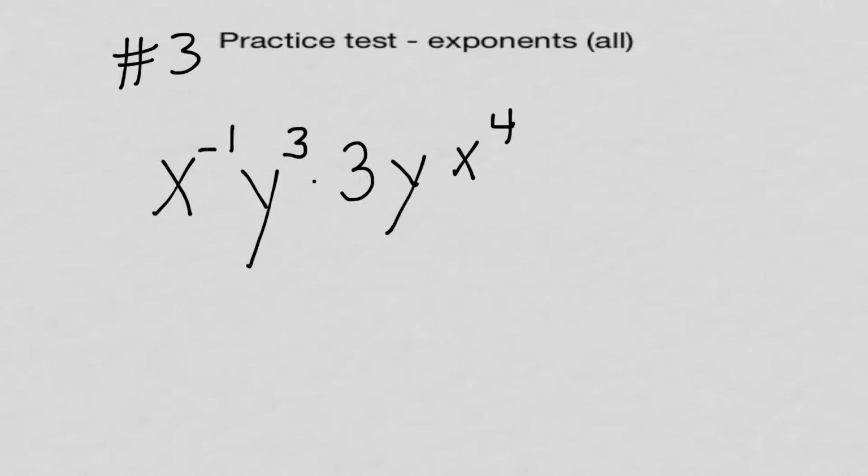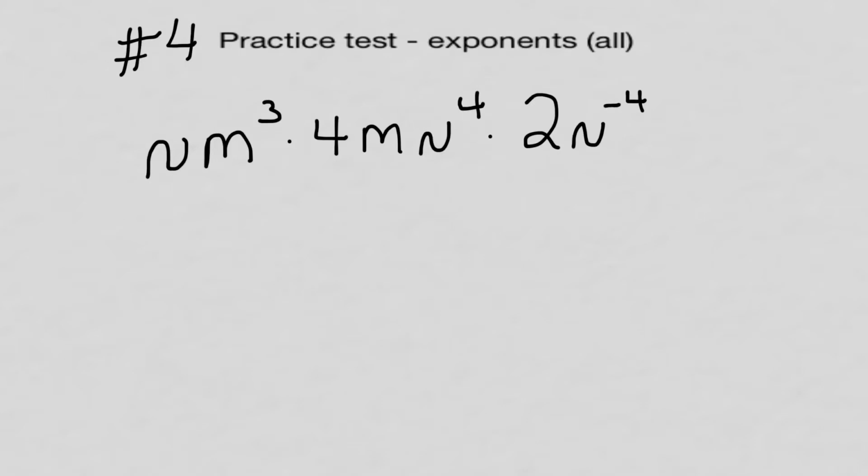Number 3. Going straight across, you see that you got 2 different y's, 2 different x's, and a 3. So the 3 is not multiplied by anything, so I'm just going to bring it down. Now I'm going to take care of my x's. X to the negative 1st times x to the 4th, I add exponents, I get x to the 3rd. Y's, y to the 3rd times y to the 1st gives me y to the 4th. That's it for that problem.